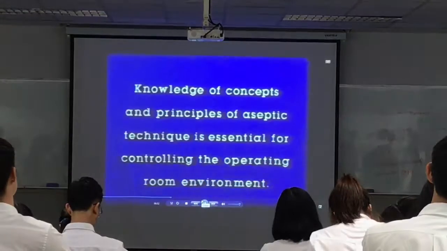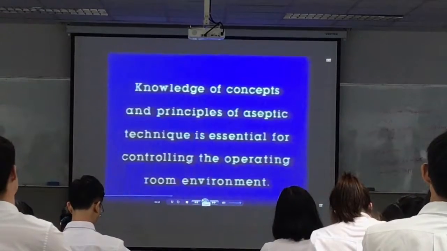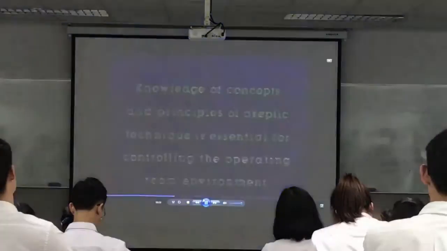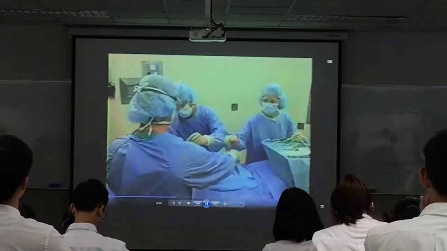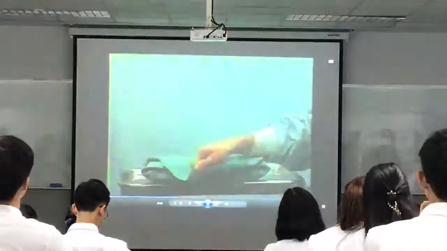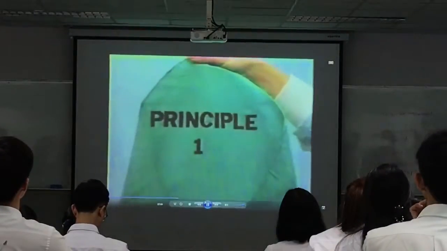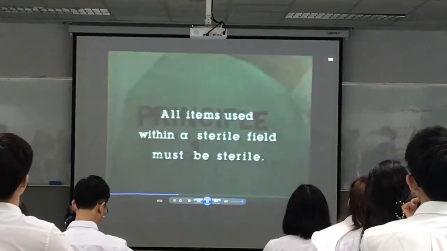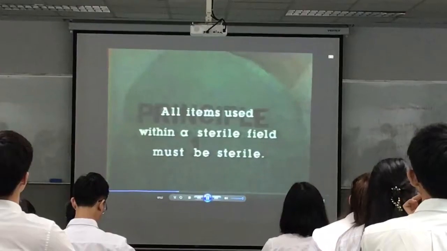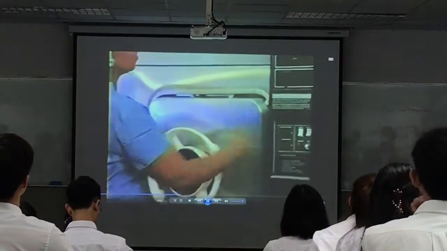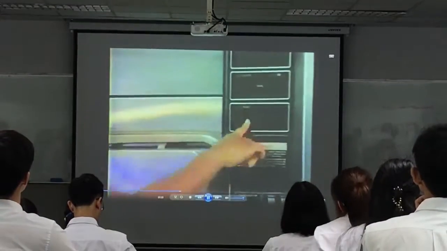Knowledge of concepts and principles of aseptic technique is essential for controlling the operating room environment. There are 8 principles of aseptic or sterile technique. Principle number 1. All items used within a sterile field must be sterile. There are many ways to kill microorganisms to provide sterile instruments or supplies.